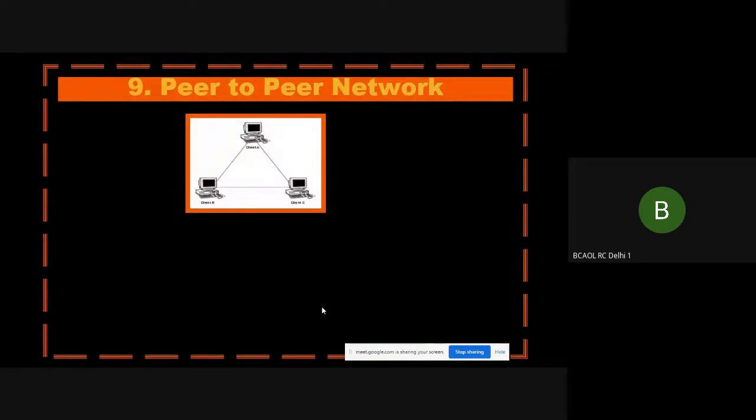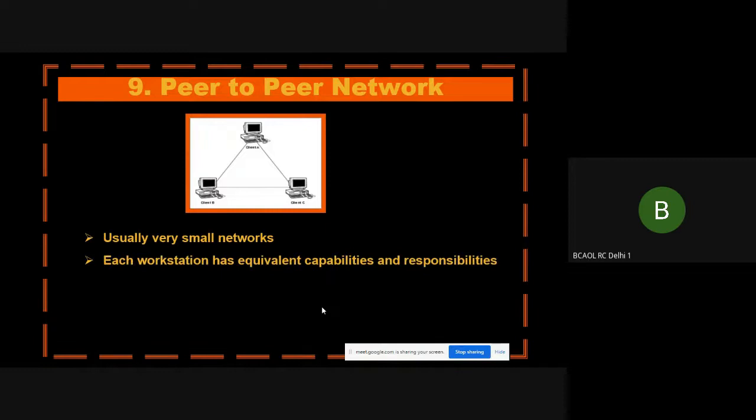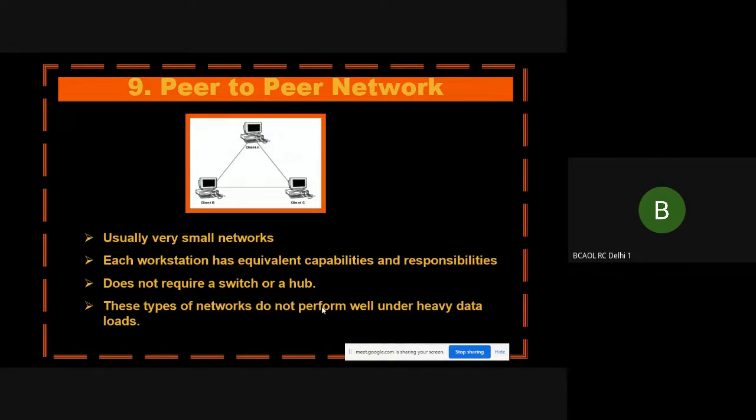And what is a peer-to-peer network? Usually a very small network. Each workstation has equivalent capabilities and responsibilities, and it does not require a switch or a hub. These types of networks do not perform well under heavy data loads. Can you understand this? There is no switch or hub. We have just connected 2 or 3 PCs together, or 10 PCs together. A small network, and there is no switch or hub to transfer data from one computer to the other. There will be wire or connectivity between the PCs, and if 2 or 3 PCs are simultaneously receiving data, there will be heavy data loads, and the data will not reach the destination within seconds. That is a problem in these types of networks, right? So that is your peer-to-peer.